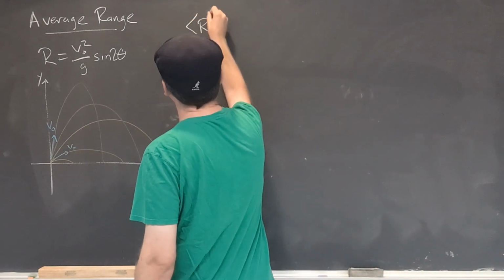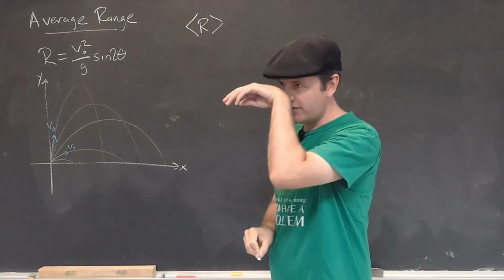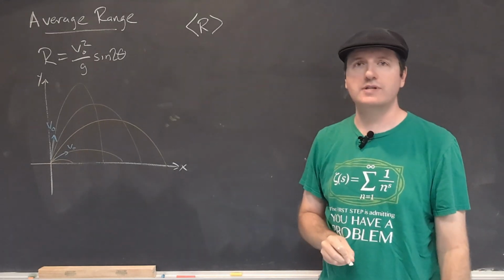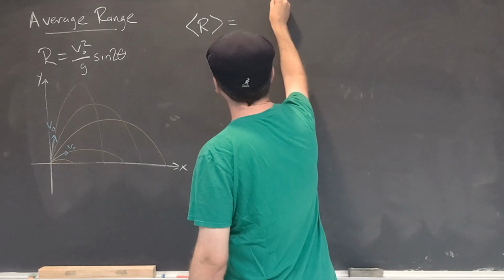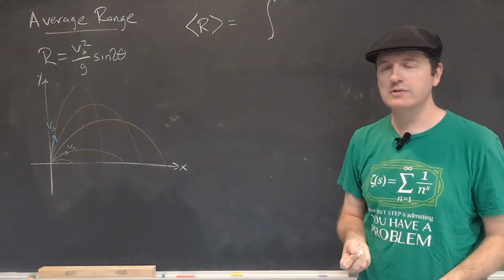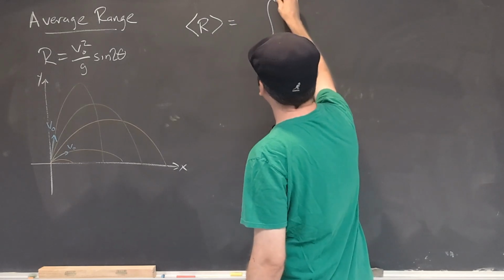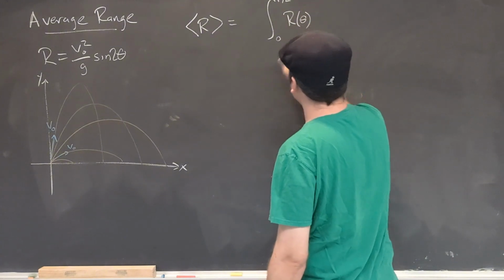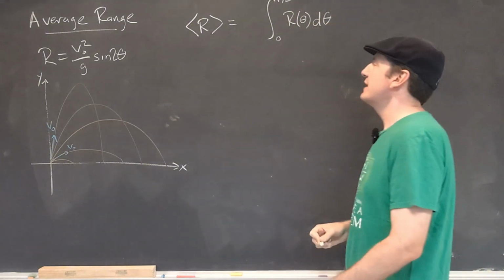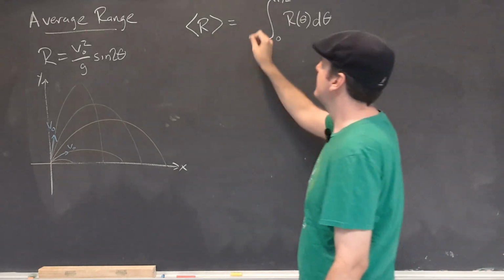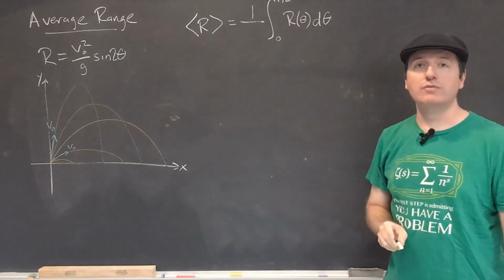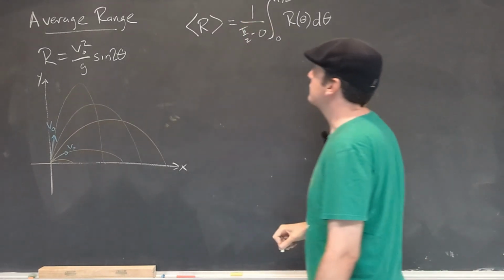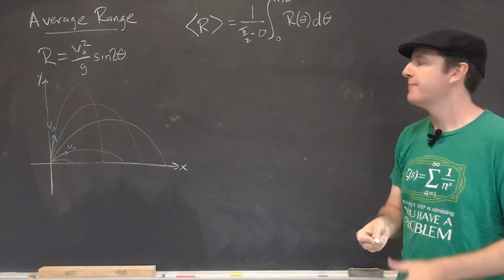If we want to calculate the average of this range over all angles, I'm going to think of this as a mean value theorem of integrals technique. I'll take my integral over all possible angles, so from 0 to pi over 2, of my range formula, which does depend on angle. But of course, I'm averaging, not just adding, so I should divide by the interval size, in this case pi over 2 minus 0. And make sure you do this in radians or it's not going to work.